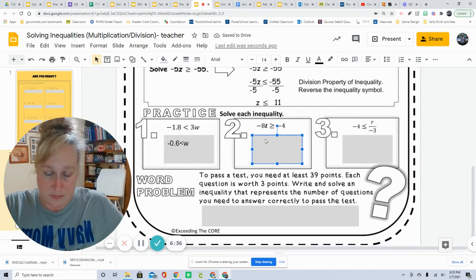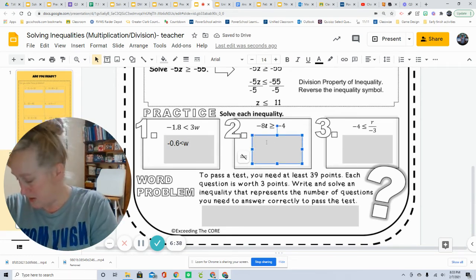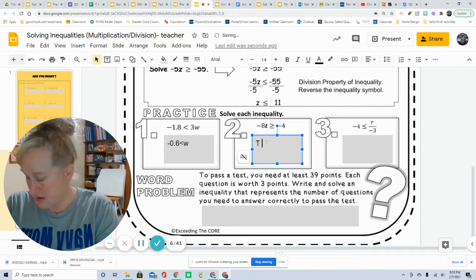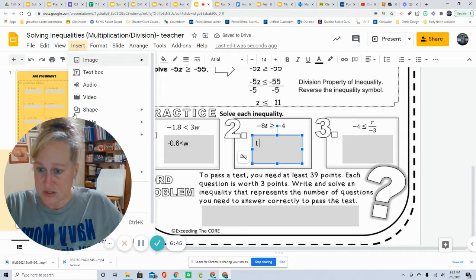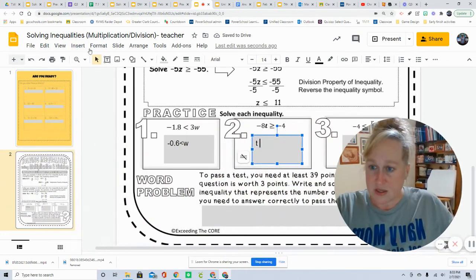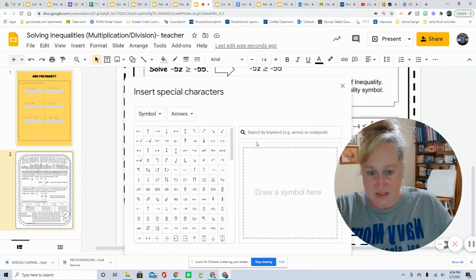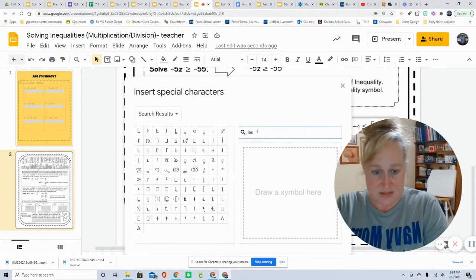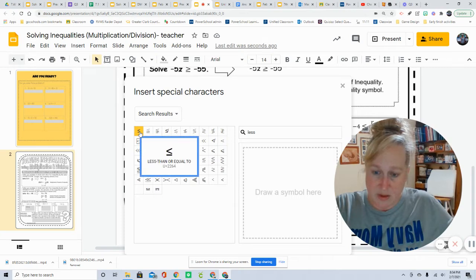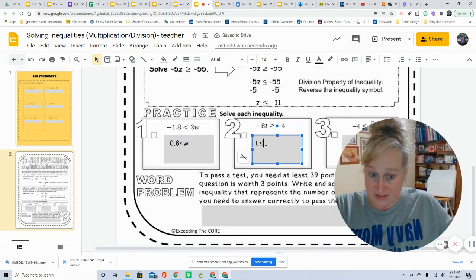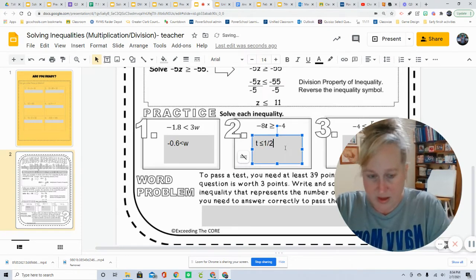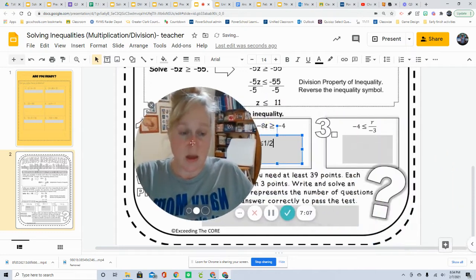And this one is going to be T, and you have to insert your special character. Insert, special character, and in this case it's less than, so I'm going to type in less, and this first one that comes up is less than, so I click it once, and close. See, it went there, and -8 divided by 4 is 1/2. So there's the answer to that one.